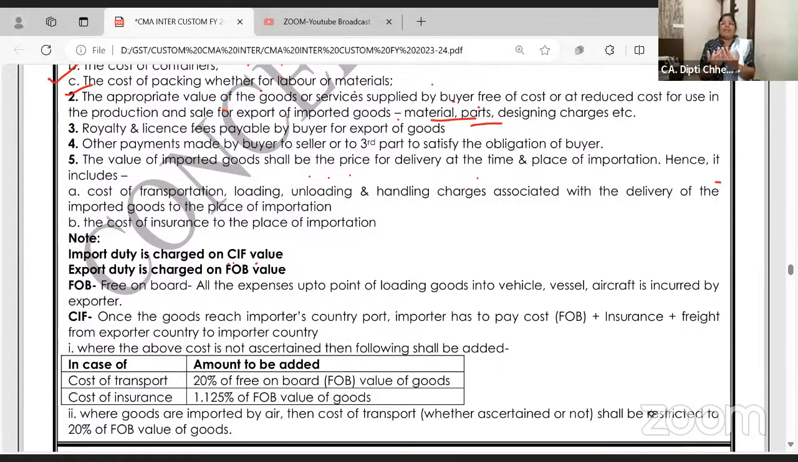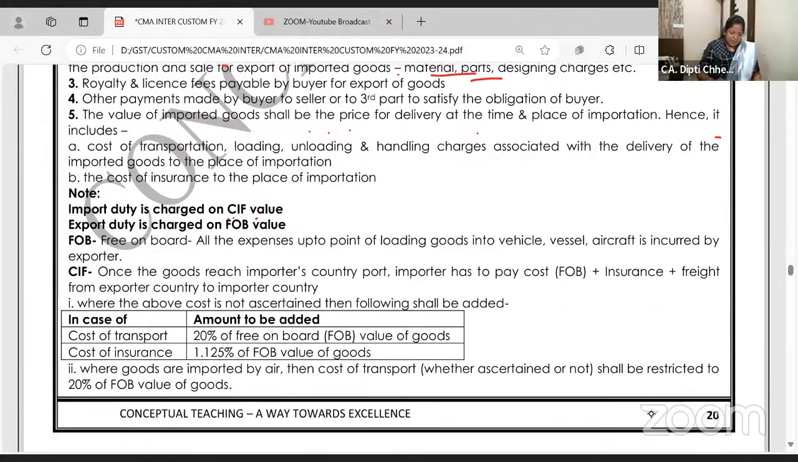Export. See, when I am exporting, I am an exporter now. It is going out of my country, so FOB is this much, and you add everything else. I hope you are getting it's logically correct. The exporter from USA will say, I will collect the export duty on FOB. Import duty we have to pay on FOB plus transport plus insurance.